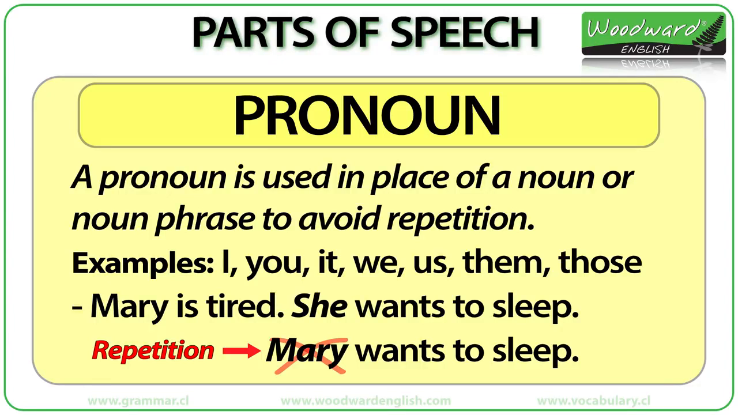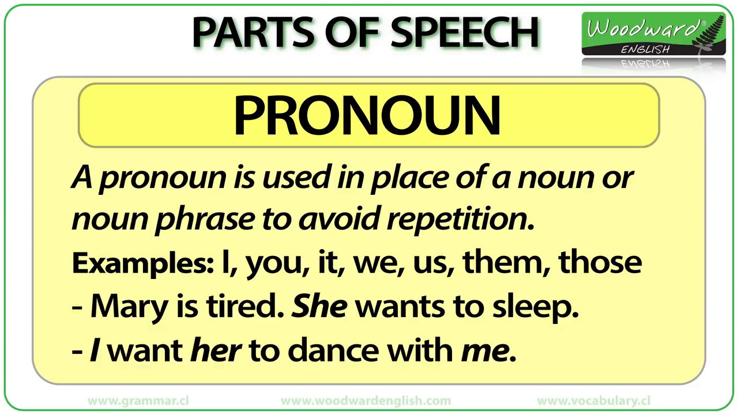There are other types of pronouns which we will see in more detail in another video, but I will quickly mention them here. Let's look at this sentence. I want her to dance with me. I is a subject pronoun. Her is an object pronoun. We use her instead of saying the name of the woman. Let's say it is Mary. I want Mary to dance with me. Since we are already talking about Mary, we don't repeat her name. I want her to dance with me. The final me is also an object pronoun.